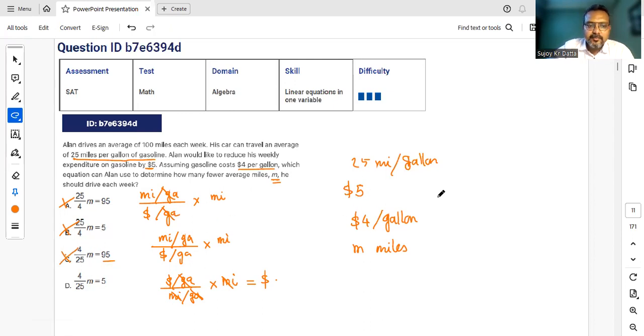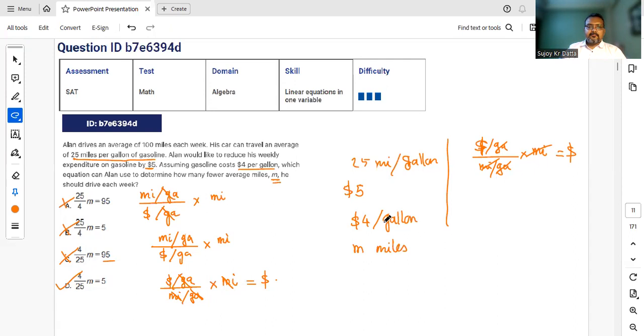Last one, option D has to be right. Let's see. So it says 4, which is dollars per gallon, upon 25, which is miles per gallon. Gallons gone, multiplied with M, which is miles. Miles gone, you will get dollars, which is 5 dollars actually. So that is matching. Perfect. So let's mark that and move on.